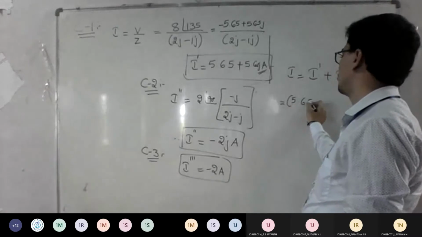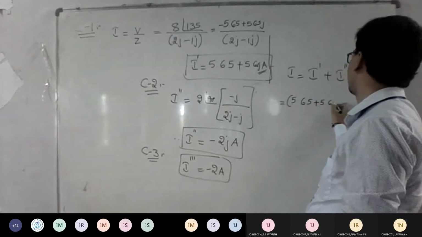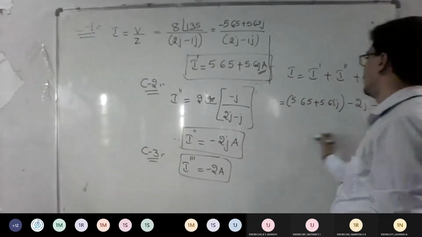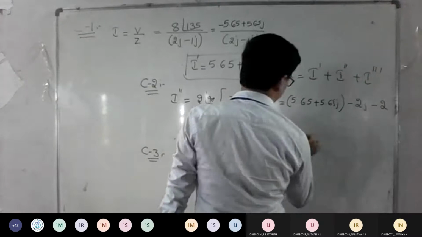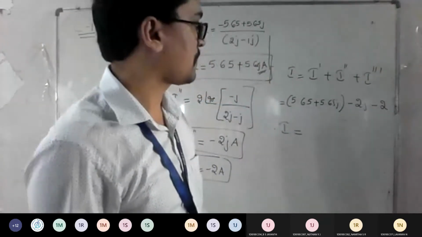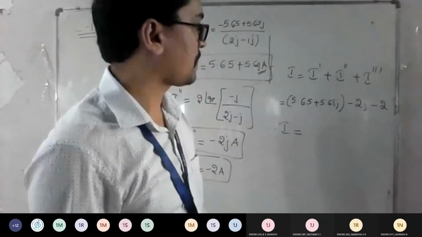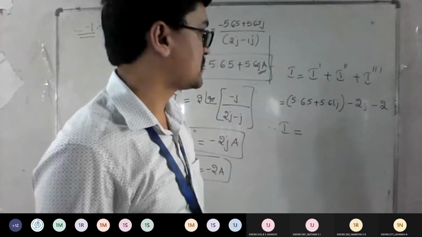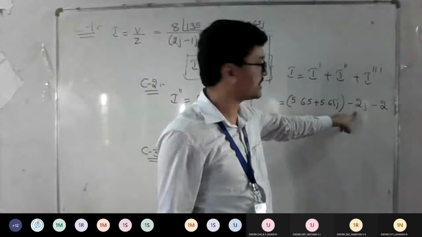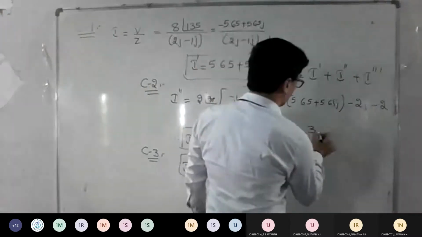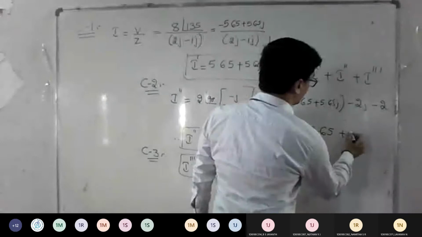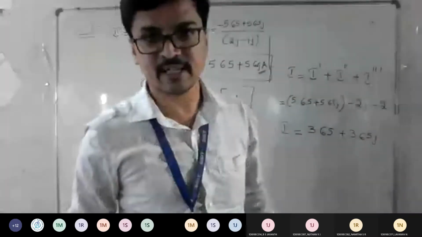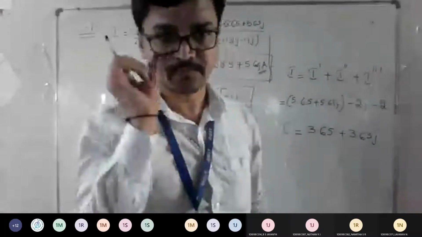Using complex mode, everything is in complex terms, right? 3.65j minus 2j minus 2. How much here? 3.65 plus 3.65j. You can keep the answer in rectangular form.